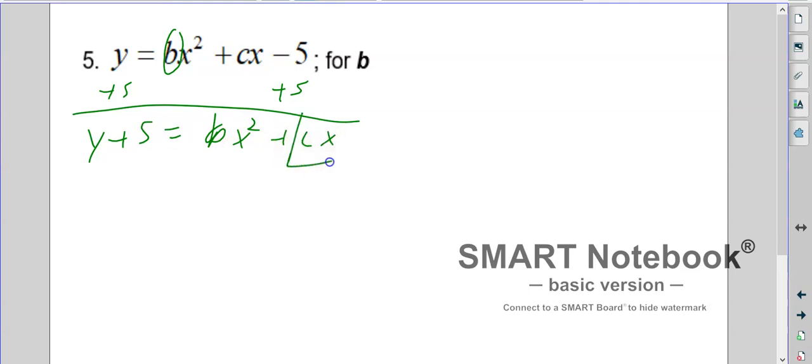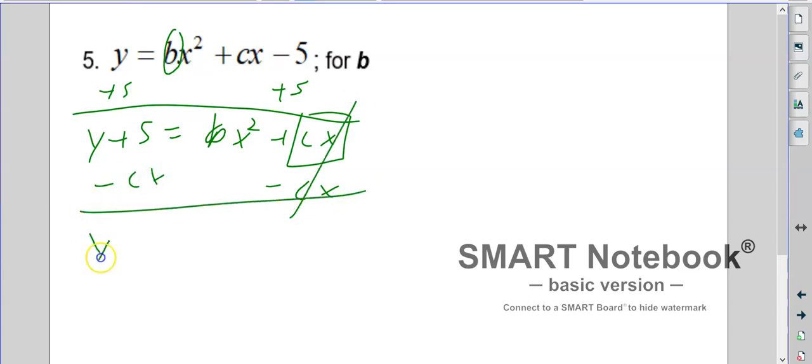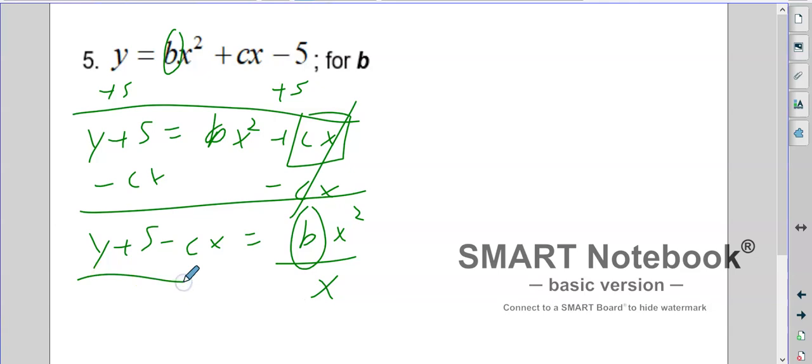Now this cx is a thing unto itself. It's a group, c times x. So I can just subtract cx. That's going to give me y plus 5 minus cx equals bx squared. And last but not least, I need to get rid of the x squared because this is what I'm solving for. X squared is attached by multiplication, so I'm going to divide everything by x squared.